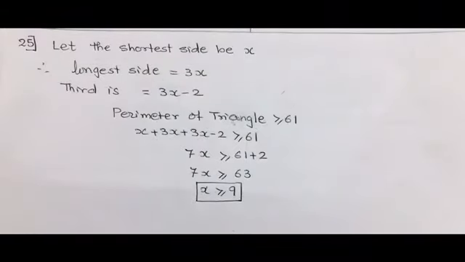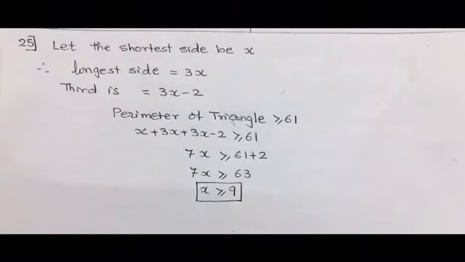25th one: the longest side of a triangle is 3 times the shortest side, and the third side is 2 cm shorter than the longest side. If the perimeter of the triangle is at least 61 cm, find the minimum length of the shortest side. In this question we have to calculate the minimum length of the shortest side.